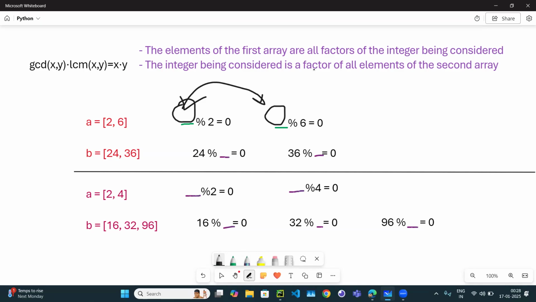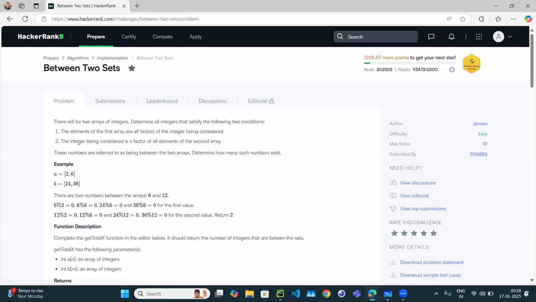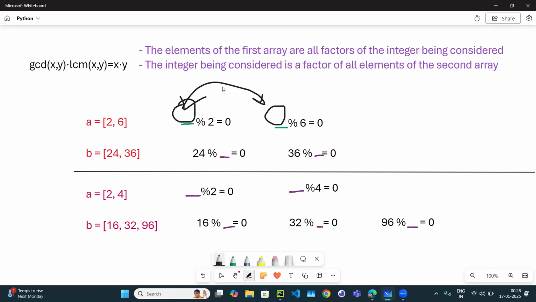The elements of the first array are all factors of the integer being considered. What is the second condition? Let's first suppose we figure out the integer to be 6. 6 divided by 2 gives remainder 0, and 6 divided by 6 gives remainder 0. So we found one integer, 6, using the first condition. But will that be the answer? No. We have to check the second condition as well.